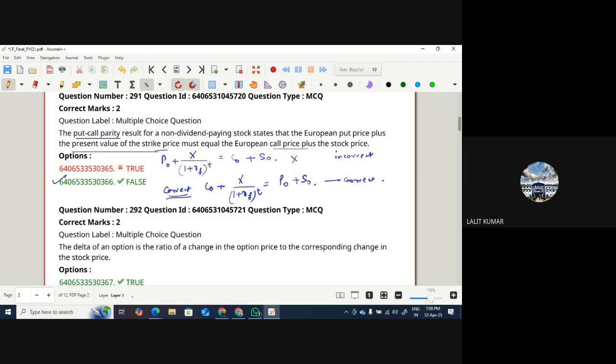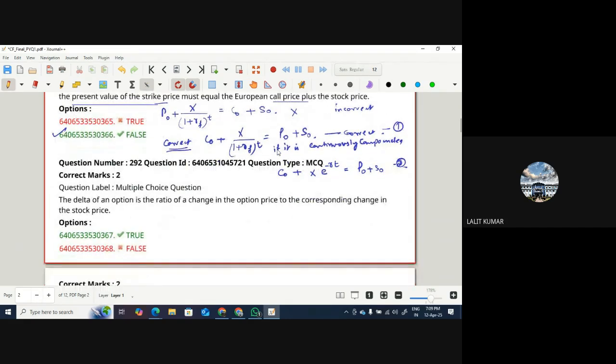Is this okay with everyone? Yes, sir. Okay, and I will cover it here only. If the rate of interest is continuously compounded, then this formula becomes C0 plus X e to the power minus RT is equal to P0 plus S0. So we have seen two formulas in this question. Now let's go to the next question.